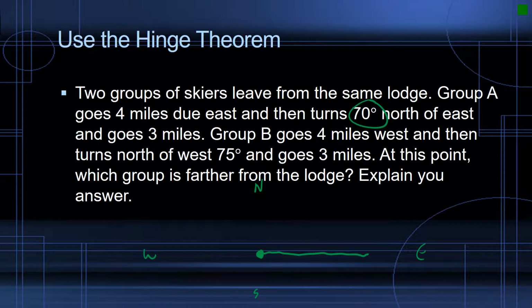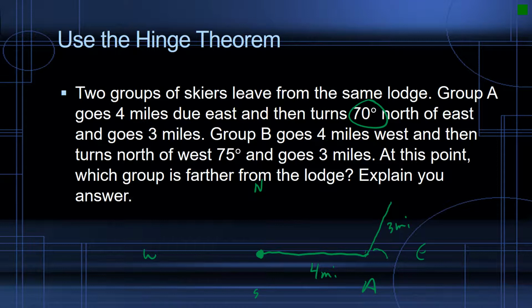Then it turns north of east. So it's turning in this direction here, 70 degrees. Let's say that's somewhere maybe like that. And of course, this is 4 miles. Let me label that. And this is 3 miles. Okay, all right, so there's group A.